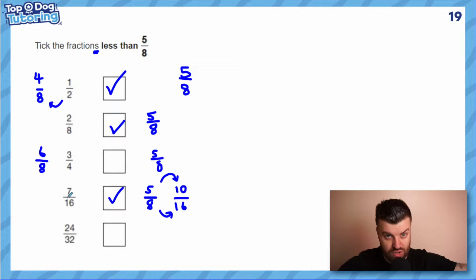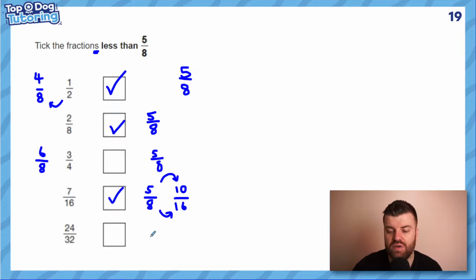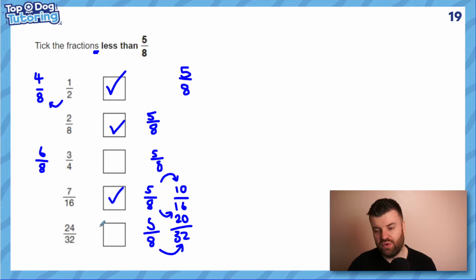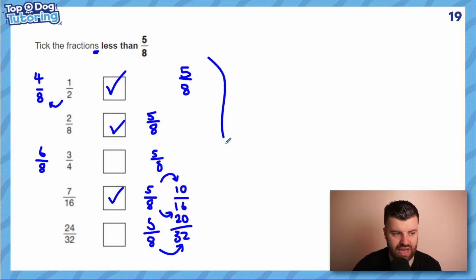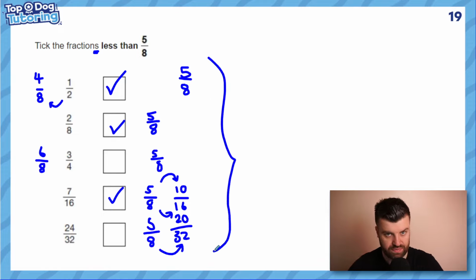You might have those shortcuts. Use them, honestly. I'm showing you the way to write this down and work it out. 24 out of 32. Again, I'm going to take my 8s. I'm going to change that into 32 because I know 32 is in the 8 times table. 4 times 8 is 32. Do the same to the top, I get 20. Is 24 less than 20? No. Leave it blank. That is the best way to actually work out this question. Change the fractions so they're equivalent, and then change it so the denominators are the same. It's really easy to compare them then.